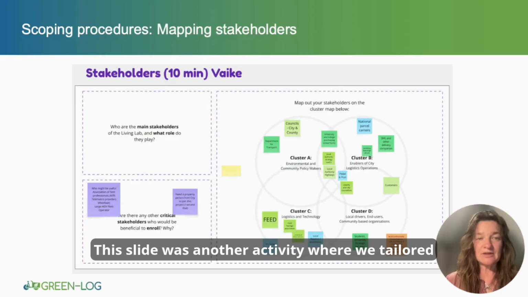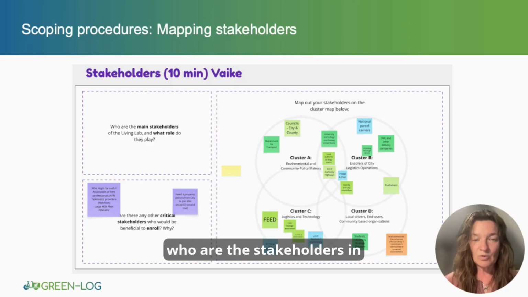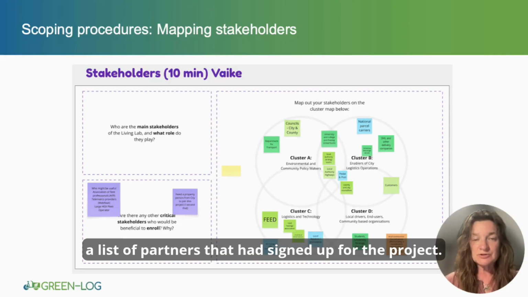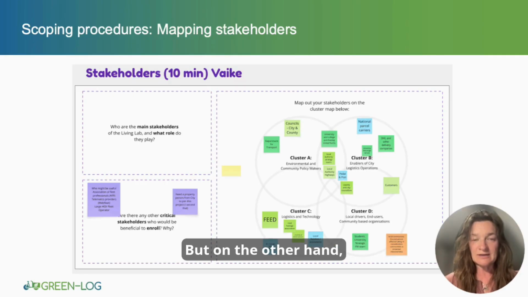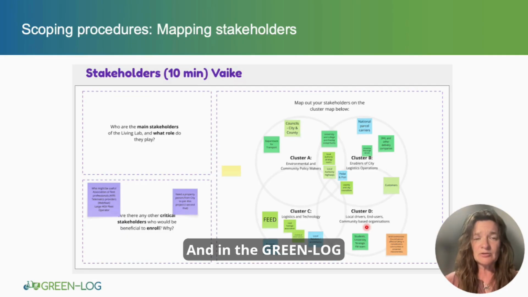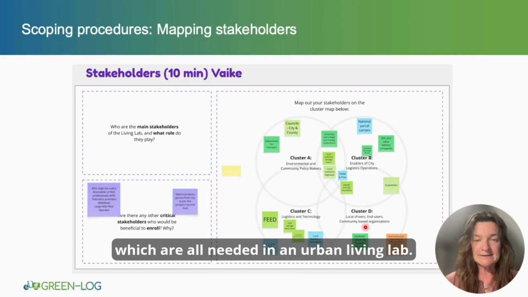This slide was another activity where we tailored the consortiums into discussing who are the stakeholders in the Living Lab. Because we had, of course, a list of partners that had signed up for the project, but on the other hand, there could be other stakeholders who should also be invited. And in the Green Log project, we also developed this idea of 4 different clusters of stakeholders, which are all needed in an urban living lab.